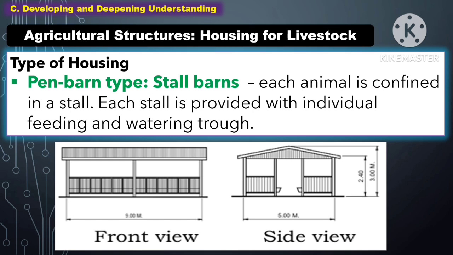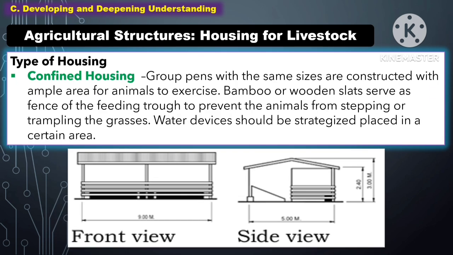Each animal is confined in a stall, and each stall is provided with individual feeding and watering troughs. Another type of housing is the confined housing. Group pens with the same size are constructed with ample area for animals to exercise. Bamboo or wooden slats serve as fence of the feeding trough to prevent the animals from stepping on or trampling the grasses. Water devices should be strategically placed in certain areas.